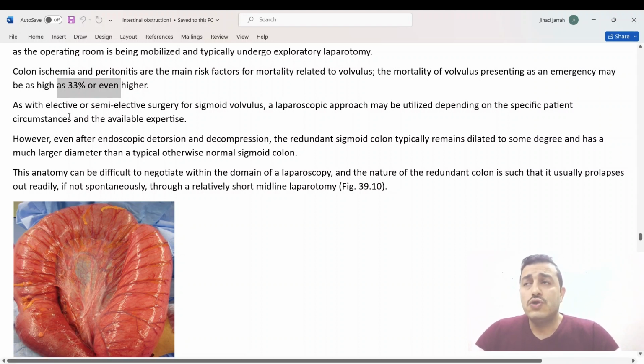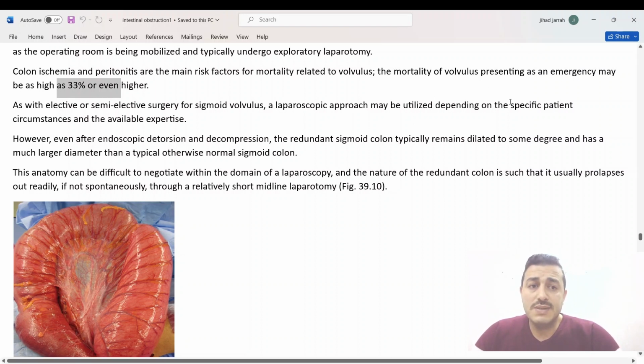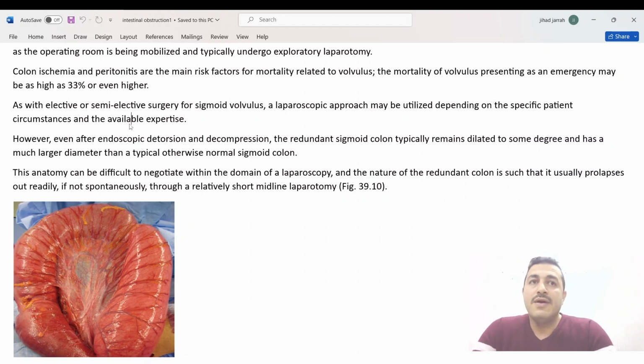The question is, can we proceed laparoscopically or should we go to open surgery? Actually, this depends on specific patient circumstances, individualized, and expertise and experience. But in volvulus surgery, even if we have a reduction or devolvulization of the part which was twisted, the colon remains enlarged, and this may prevent the laparoscopic approach from being completed.